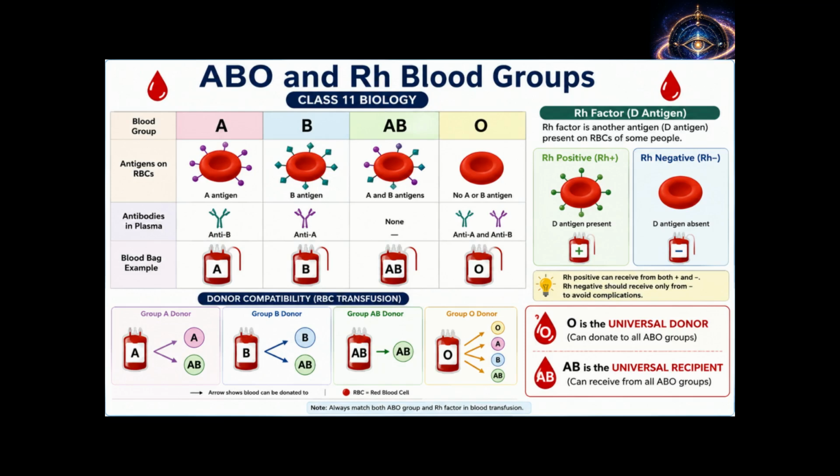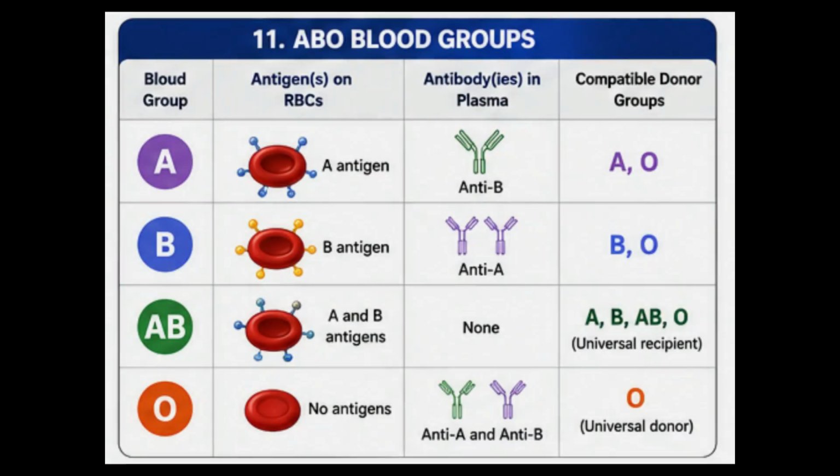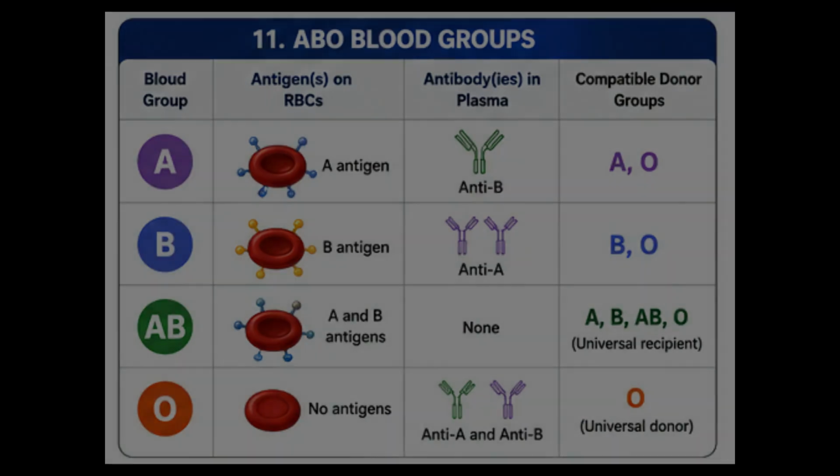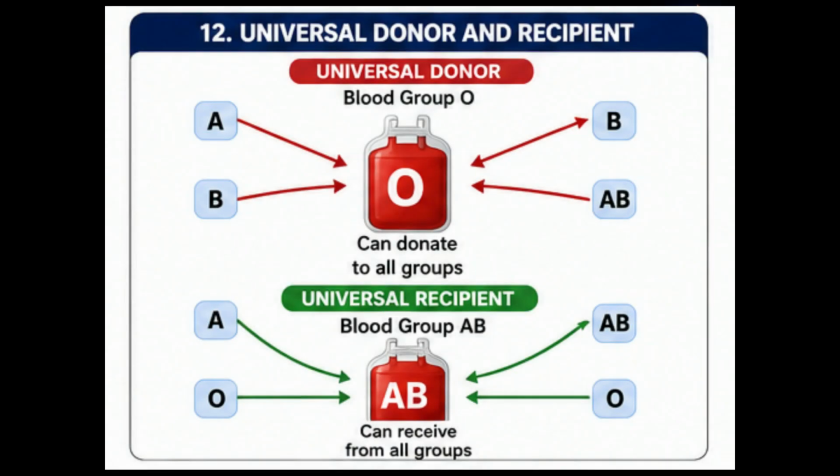8. Blood groups. ABO system. ABO blood grouping is based on antigens A and B present on RBCs and antibodies present in plasma. Blood group A: antigen A, antibody anti-B. Blood group B: antigen B, antibody anti-A. Blood group AB: antigens A and B, no antibodies. Blood group O: no antigens, antibodies anti-A and anti-B. Important. O group is called universal donor. AB group is called universal recipient.